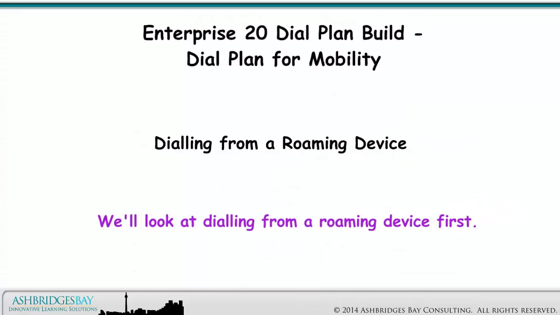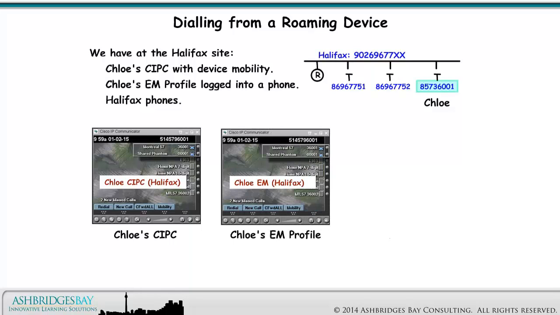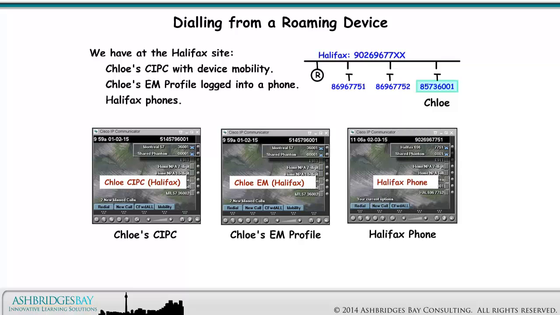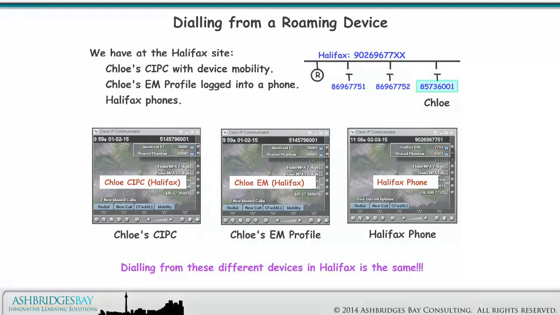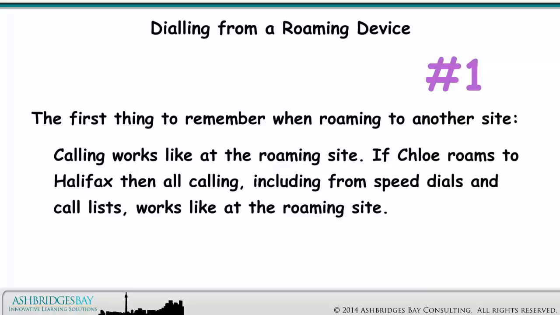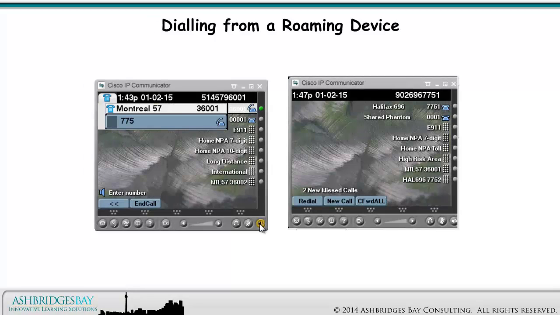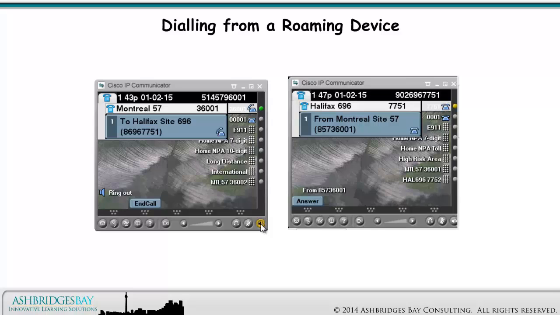We'll look at dialing from a roaming device first. We have at the Halifax site, Chloe's CIPC with device mobility, Chloe's EM profile logged into a phone, and Halifax phones. Dialing from these different devices in Halifax is the same. The first thing to remember when roaming to another site, calling works like at the roaming site. If Chloe roams to Halifax, then all calling, including from speed dials and call lists, works like at the roaming site. When roaming in Halifax, Chloe can dial Halifax extension 7751 from both the roaming CIPC and EM profile.